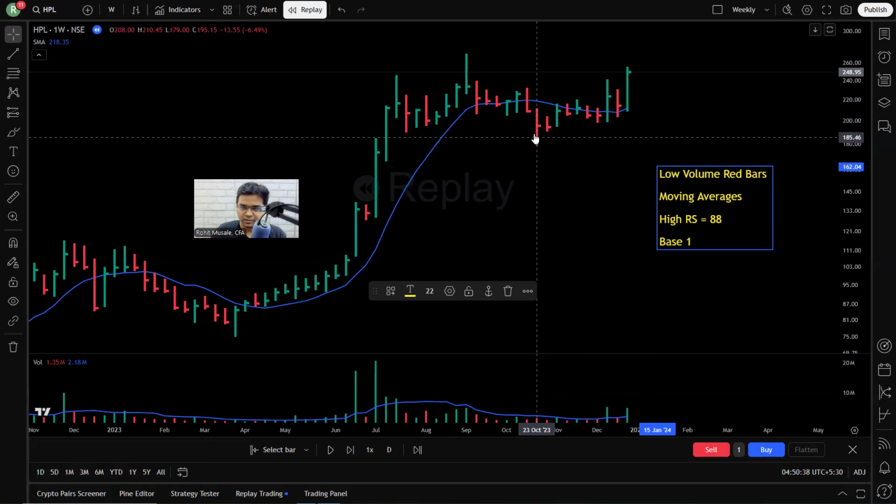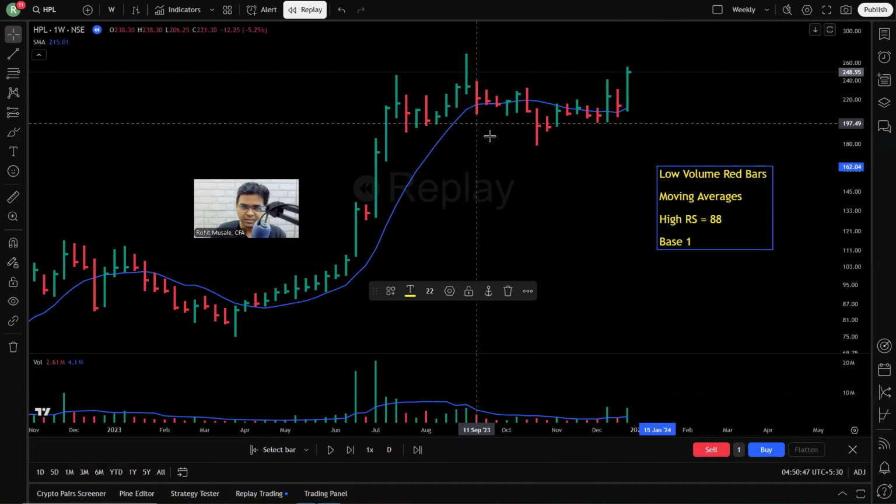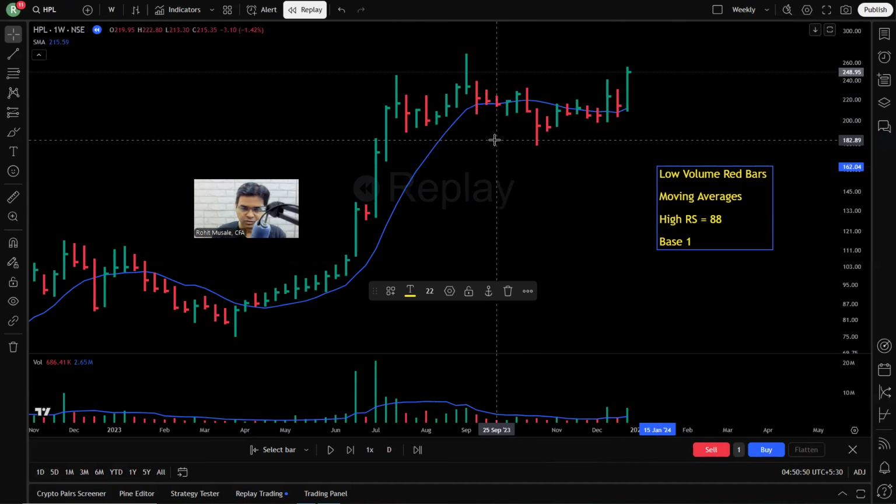Normally, this is called a shakeout bar. Normally, a shakeout bar comes on low volume. Look at this, this is low volume. And this bar has taken out this low. That is why the base reset has happened in this stock.